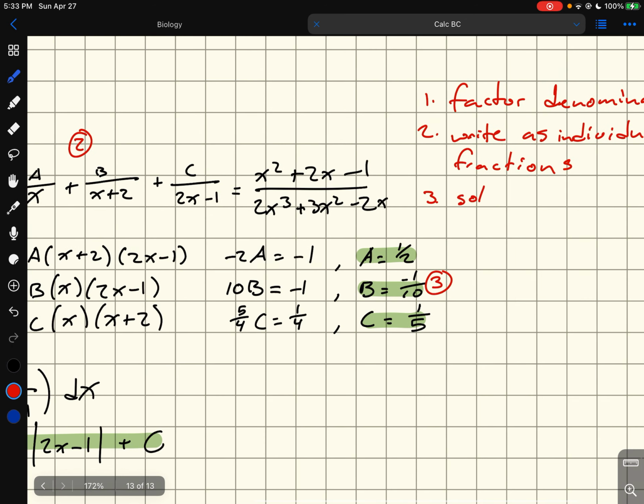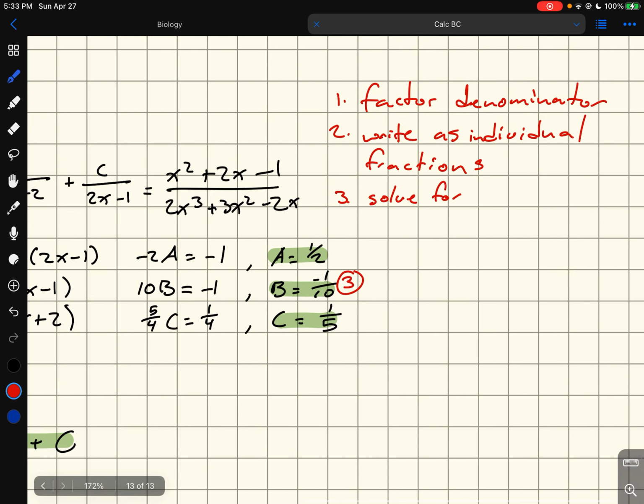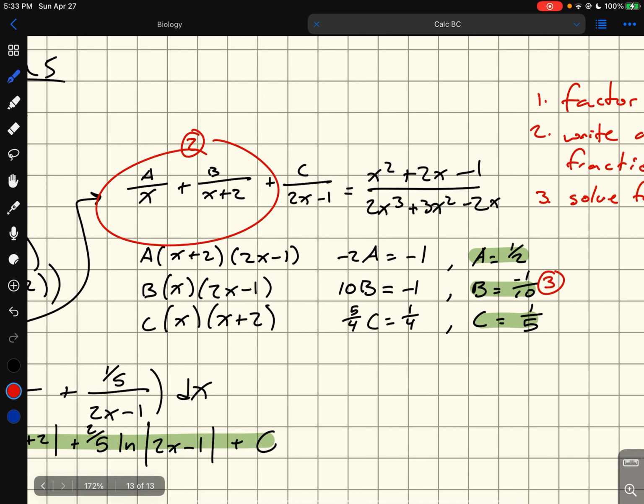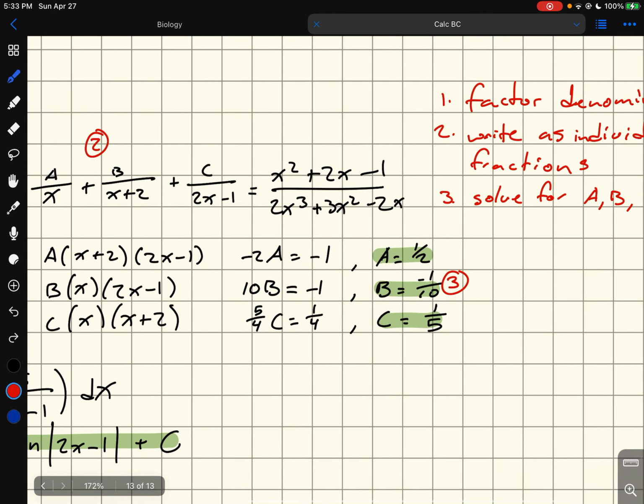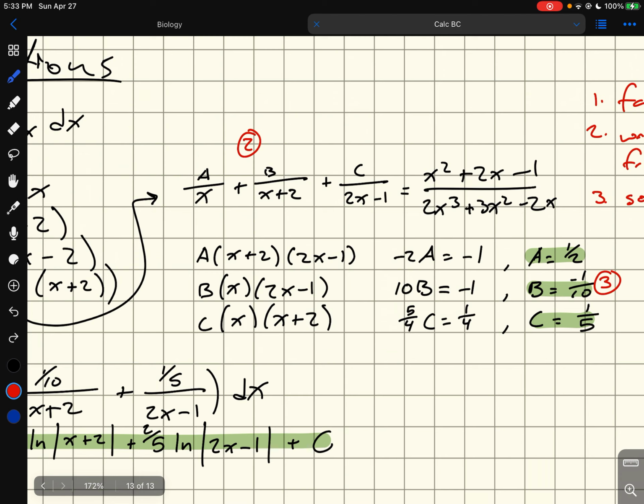3. Solve for a, b, c. And there could be more, it could be less. It could just be like 2 fractions, it could be like 4 fractions. Just solve for the missing variables. And remember, you do that by multiplying your variable, so your a, b, and c, by the factors that it does not have in its fraction. So this a has the x, but it doesn't have this x plus 2 and the 2x minus 1. So you want to multiply the a by the x plus 2 and 2x minus 1.